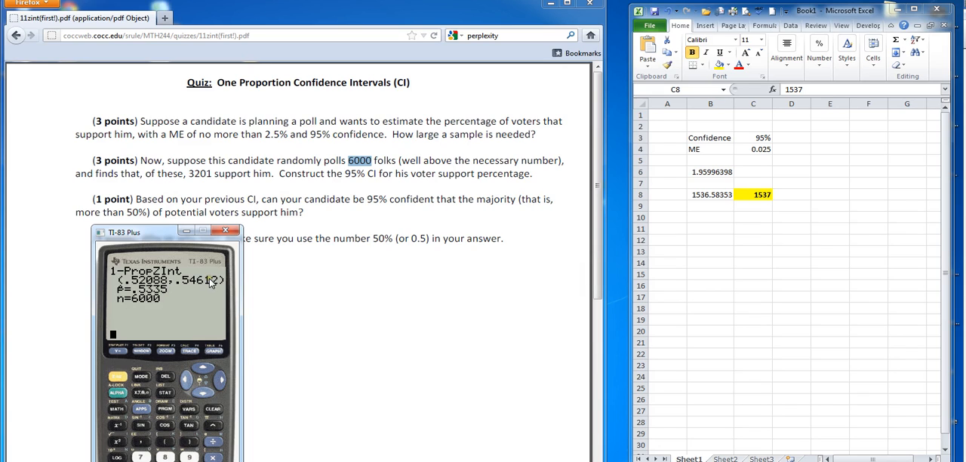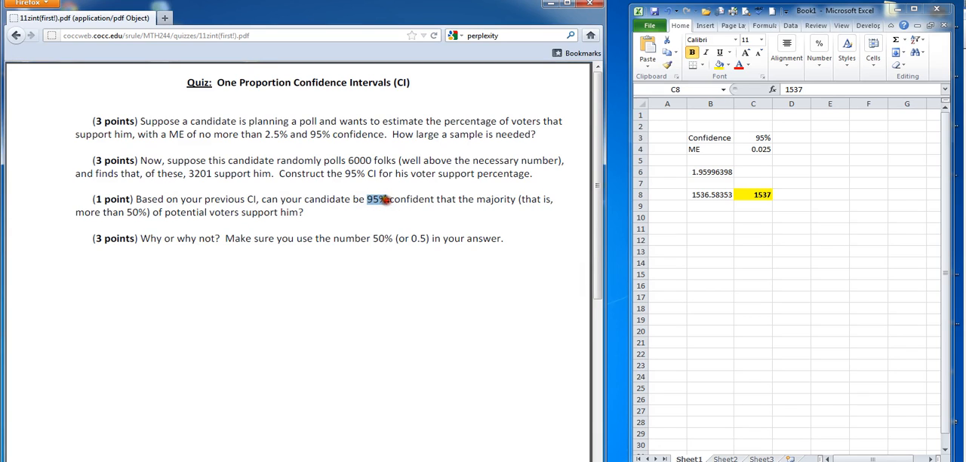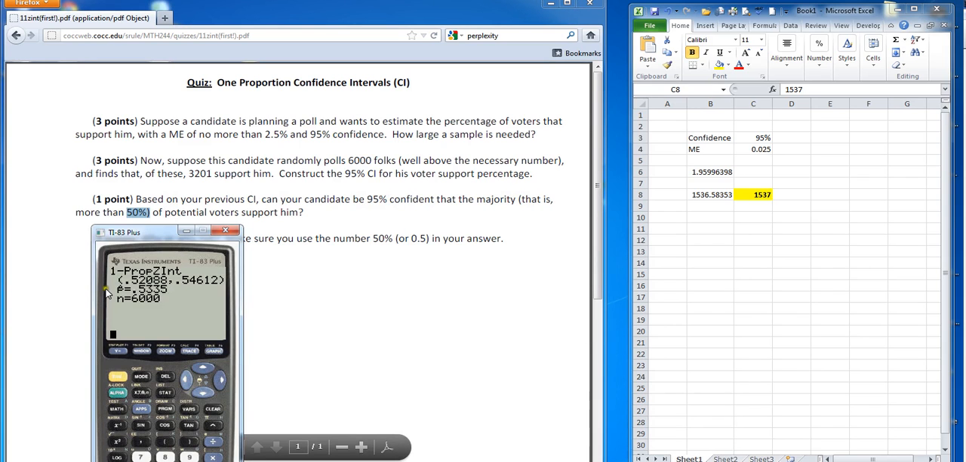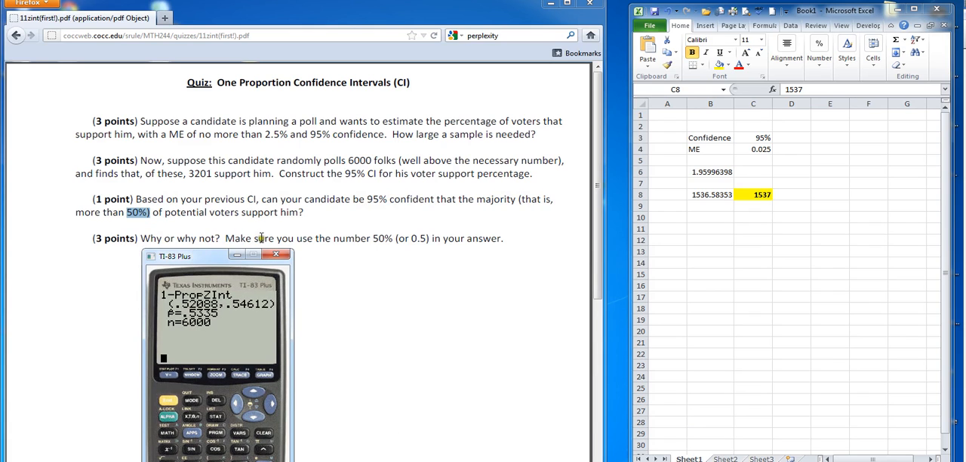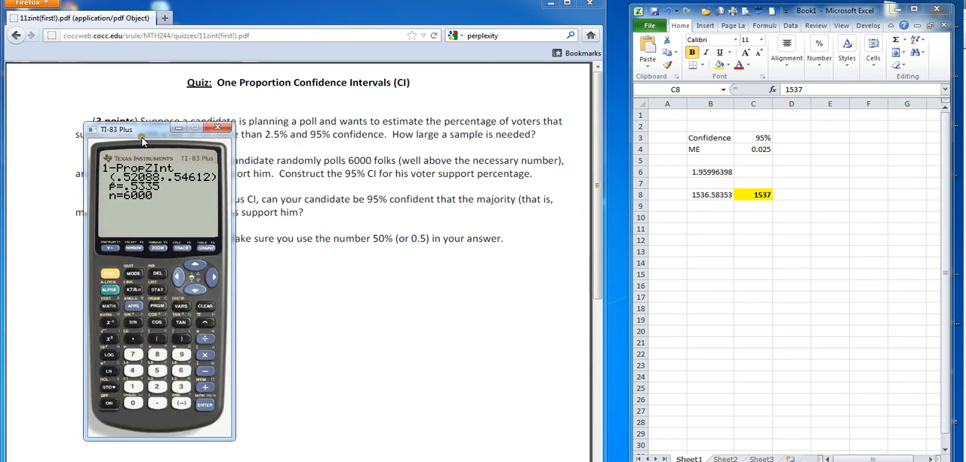Based on that confidence interval, can your candidate be 95% confident that the majority support him? My vote for this is yes. And now I ask you to explain why or why not. My vote is yes, because at 95% confidence, the minimum percentage of support is 52.1%, which means there's at least 2.1 percentage points higher than a majority in this confidence interval. In other words, 50% is not in the interval. This entire interval is above 50%.